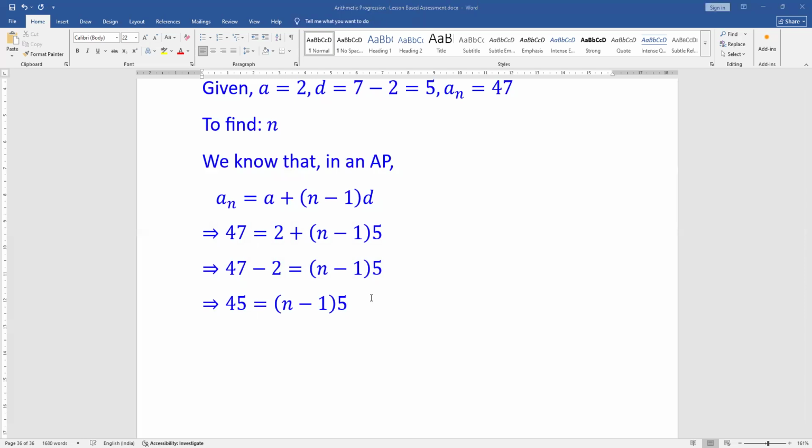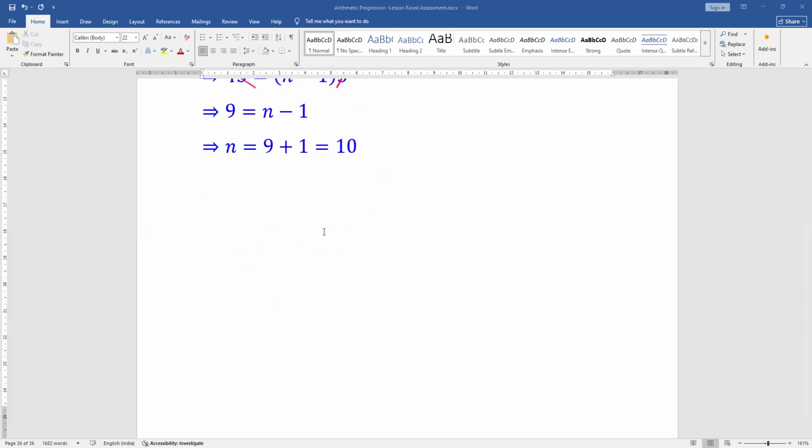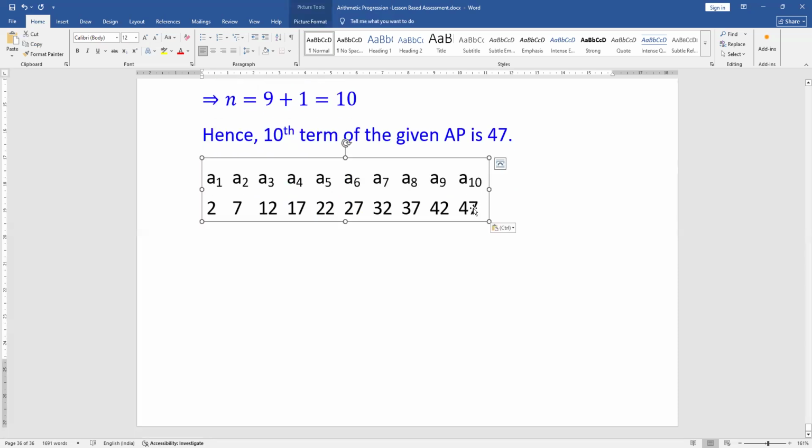Then in my next step, cancellation. So 5 ones are 5, 5 nines are 45. So in the next step, 9 equals n minus 1. Okay. What is the next step? Minus 1 going to the other side becomes plus, so n equals 9 plus 1, which is 10. Okay. So now what do you mean by this? Means hence the 10th term of the given AP is 47. Look, I have written this in the table as A1, A2, A3. So the 10th term is 47. See here? Okay.